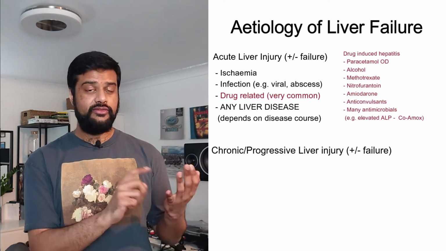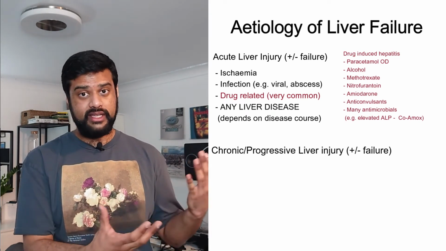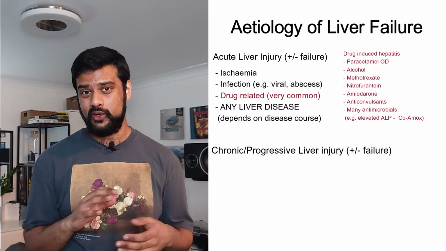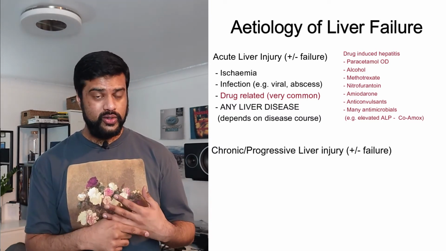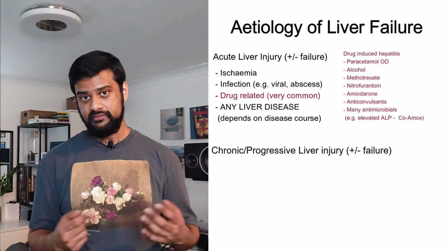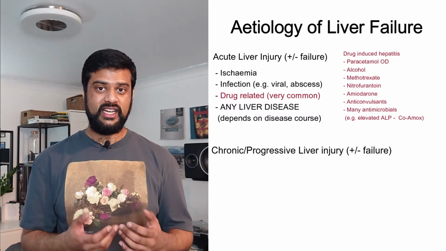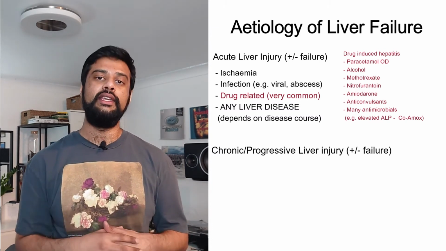And then you've got your viral hepatitis, not very common, but they happen. Your drug-related causes, now they're really common. There's so many drugs that cause it. Paracetamol overdose can cause it, but things like nitrofurantoin, amiodarone, methotrexate, there are lots of drug causes, and I'll put some of them here now for you to see.